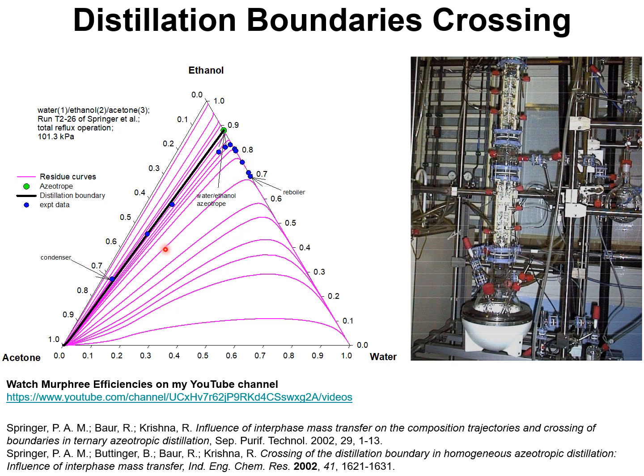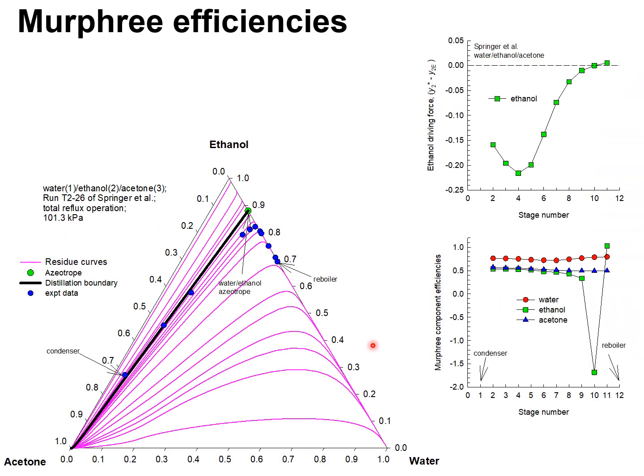In the actual conditions, we note that as we move up the column from the reboiler to the condenser, the compositions cross the distillation boundary. Mata and Springer examined 4 to 5 different mixtures in the distillation column shown in the previous slide. And I just show one set of experiments for the system acetone, water, ethanol.